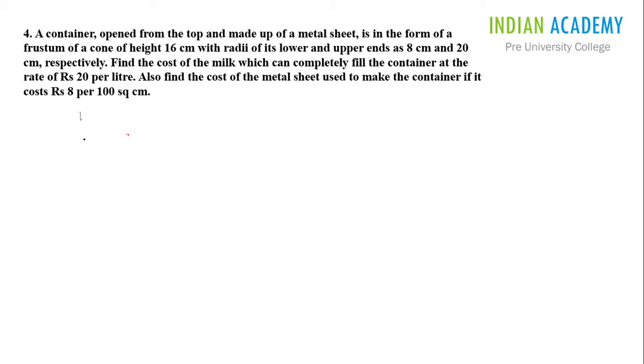Problem number 4. A container opened from the top and made up of a metal sheet is in the form of a frustum of a cone of height 16 cm with radii of its lower and upper ends as 8 cm and 20 cm respectively. Find the cost of the milk which can completely fill the container at the rate of rupees 20 per liter. Also find the cost of the metal sheet used to make the container if it costs rupees 8 per 100 square centimeter.